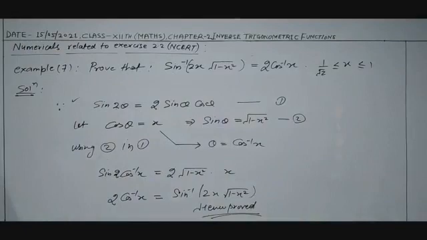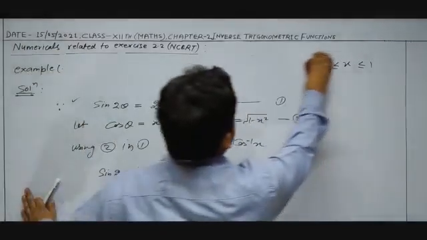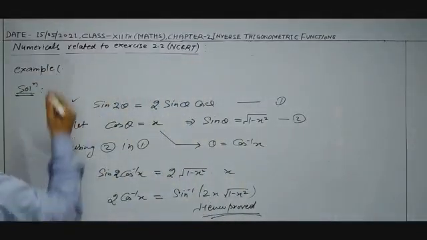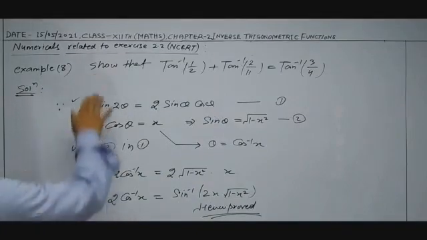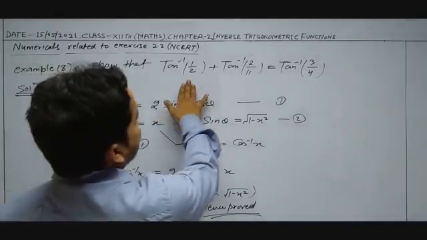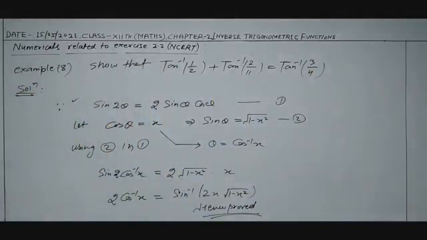Now come to the next question. Question number 8. So question number 8 is here. Show that tan inverse 1 by 2 plus tan inverse 2 by 11 is equal to tan inverse 3 by 4. We have to prove this.